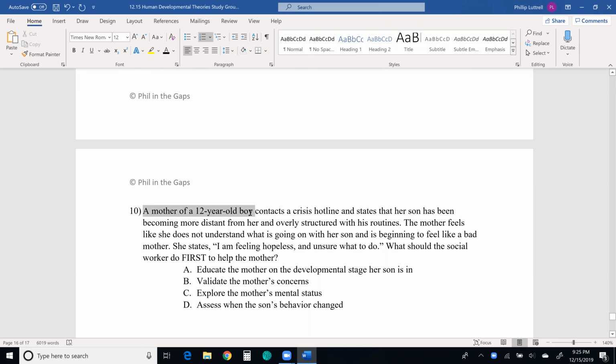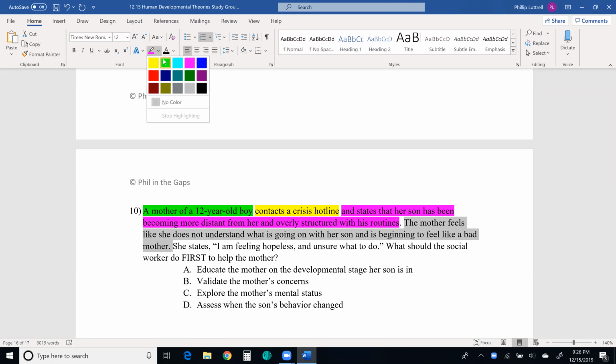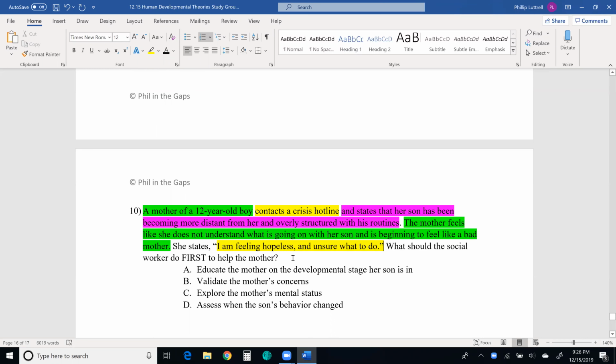So we have a mother of a 12-year-old boy. She contacts a crisis hotline, states her son has been becoming more distant from her and overly structured with his routines. The mother feels like she does not understand what's going on with her son, and she's starting to feel like a bad mother, so hard on herself. She reports, I'm feeling hopeless and I'm not sure what to do. What should the social worker do first to help the mother?